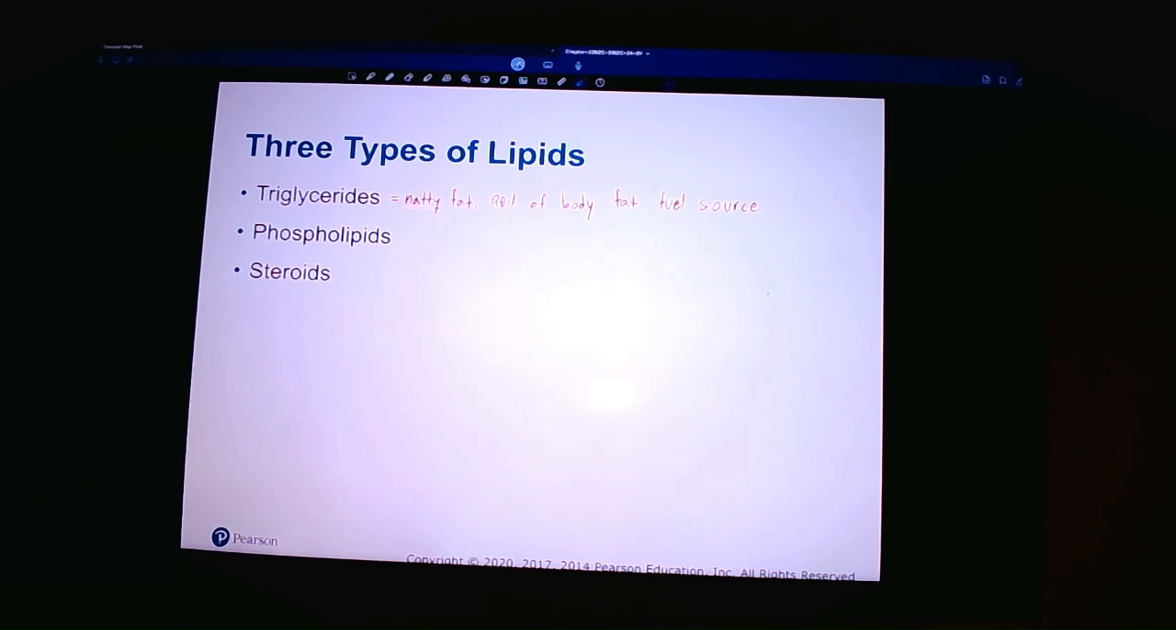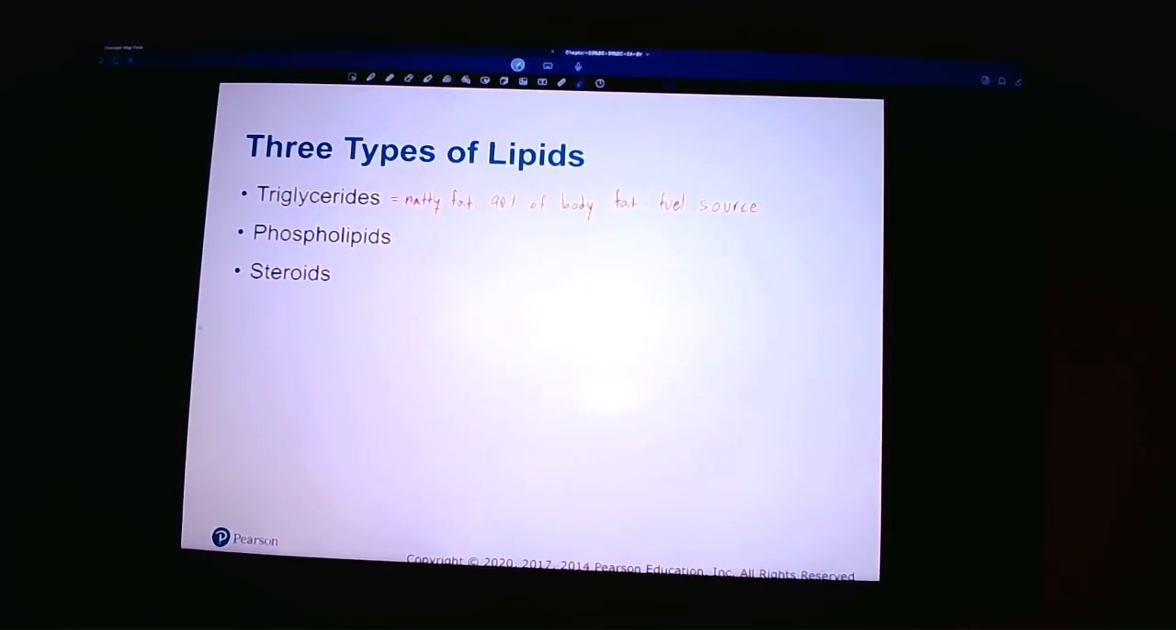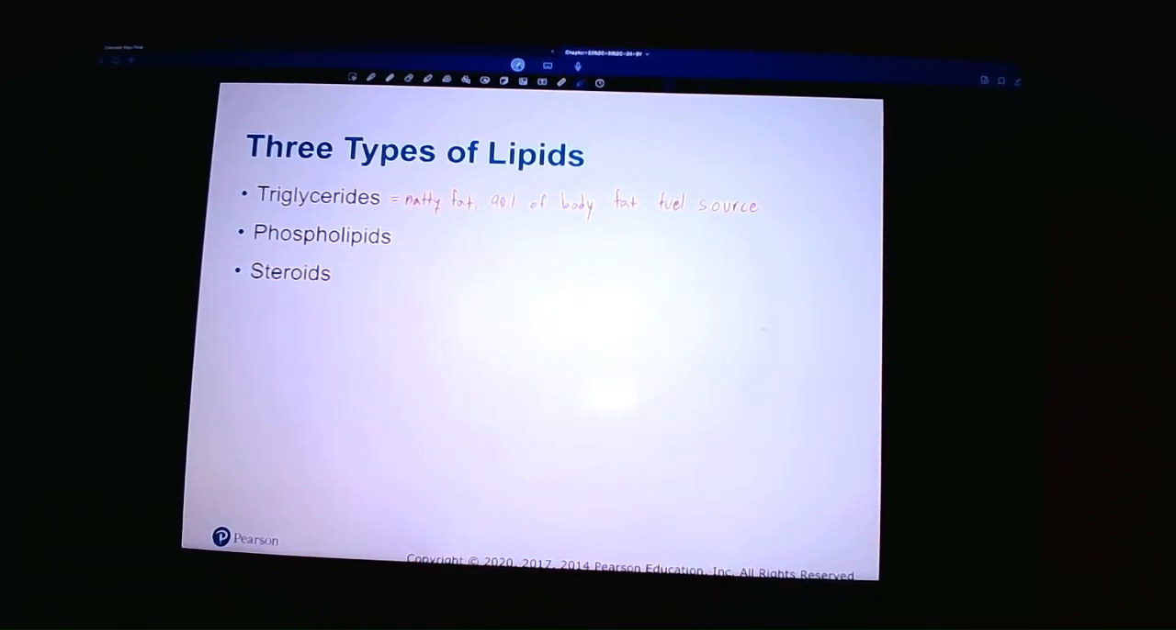So there's three types of lipids, right? Triglycerides, they're the most abundant when it comes to our body. They're actually our primary fuel source. So in our body, we mainly first use our carbohydrates as energy. Then we use our lipids, which would be our triglycerides. And then once we don't have those, we would go into our muscles, our proteins, for energy.